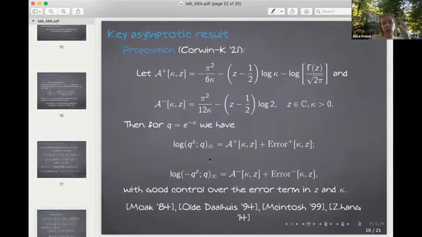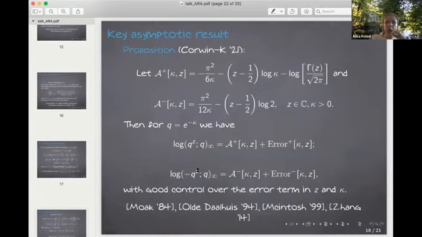And we want to look at the expansion of this as kappa is very small. The particular difficulty here is to have a very good control over the error term simultaneously in Z and in kappa.